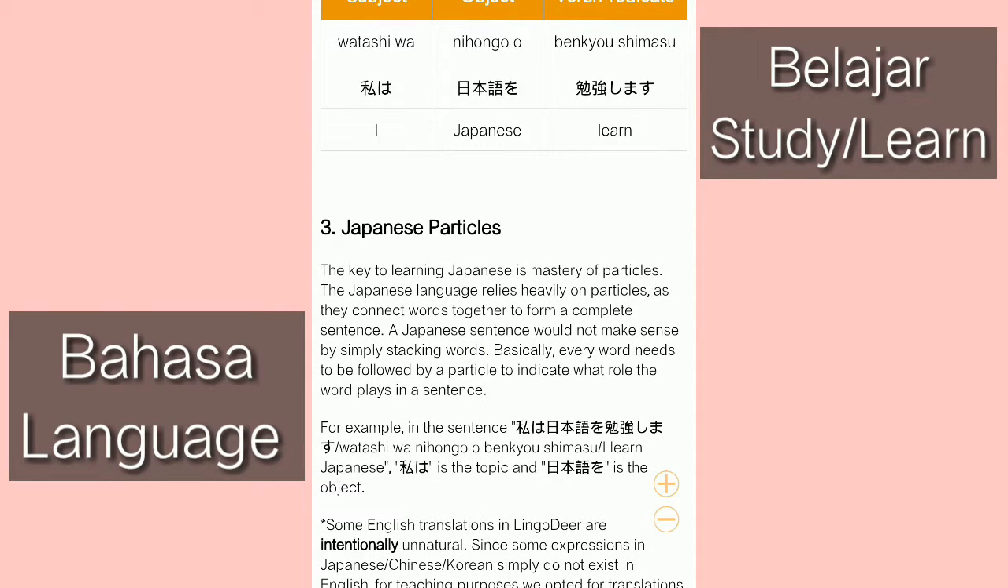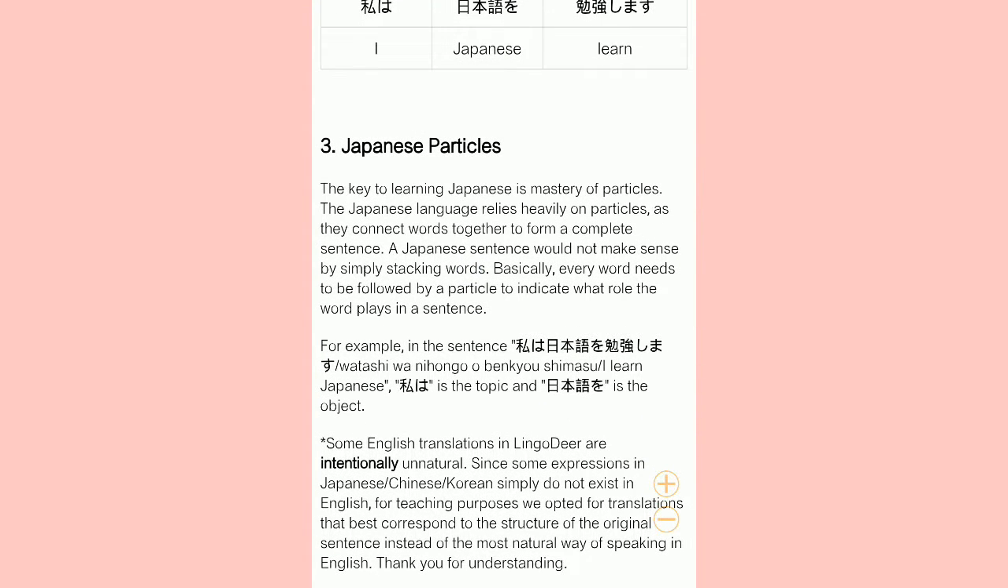Okay, Japanese particles. The key to learning Japanese is mastering the particles. So we need to focus on the particles more than the other things, I think. I don't really like grammar actually, but I already know some phrases in Japanese from watching Japanese dramas and movies. So you need to learn grammar now.